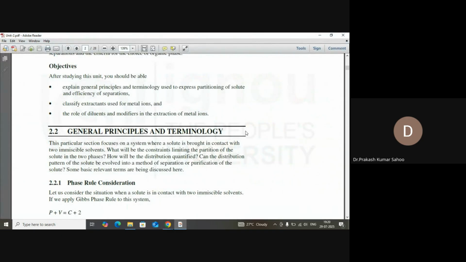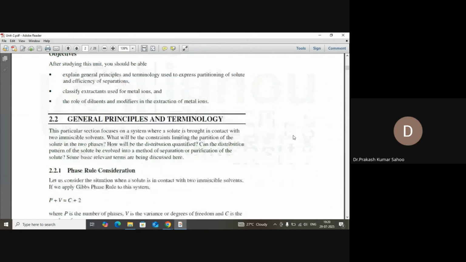So the liquid extraction is known as solvent extraction. In solvent extraction, we must emphasize the partitioning of solute, efficiency of separation, extraction of used metal ions, and the role of diluent and modifiers in the extraction of metal ions.